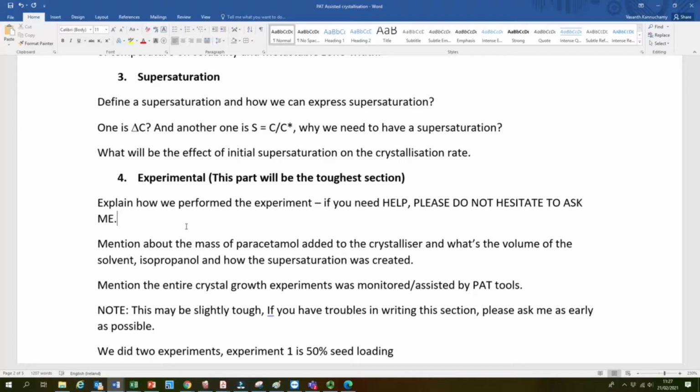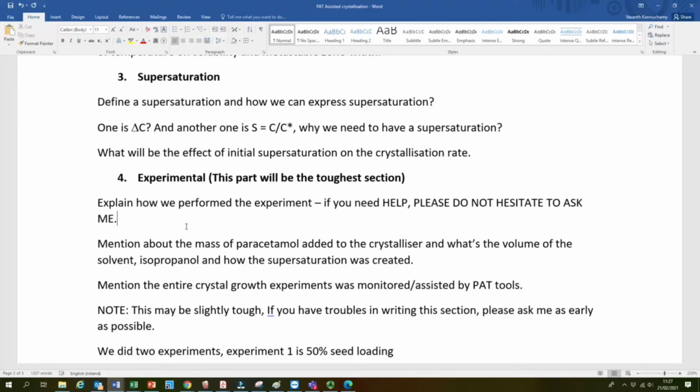We did this by heating the solution to, I think, 20 degrees above the working temperature. Our working temperature is 20 degrees, and then we wait at that temperature, 20 plus 20 degrees centigrade, for almost 1 hour, I think, and then we cool the solution back to the working temperature in order to create a supersaturation. Once we generated supersaturation, we seeded the crystallizer with 50% seeds in experiment 1, and in the second experiment we repeated the same procedure, but we used 80% seed loading.